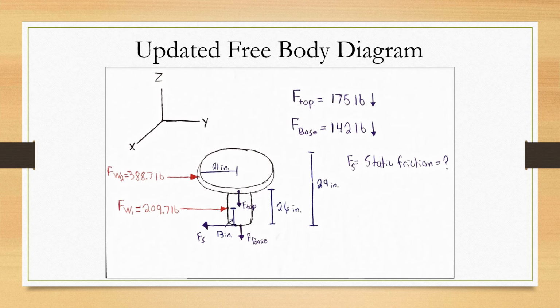Now for the updated free body diagram, I still have the forces, or the weights, of the tabletop and the base going downwards. Plugging in the values in the wind load calculator, I got this amount of force hitting the center of the base and this amount of force hitting the center of the tabletop. And now I would just need to find the amount of static friction going the opposite direction.